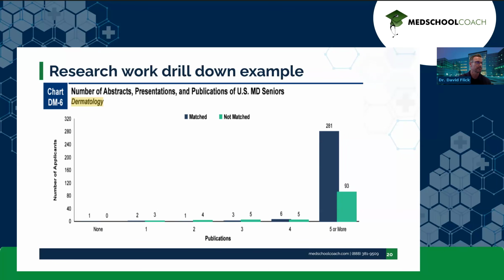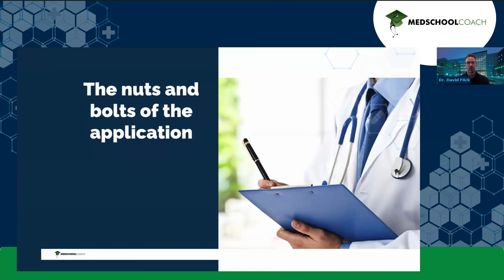Okay, so that's a pretty 30,000-foot view of the nuts and bolts of the match process in terms of what it takes to get into different specialties and some different data to look at. Again, there are dozens and dozens of these charts and data pools for every given specialty. You can access that data on your own through the NRMP.